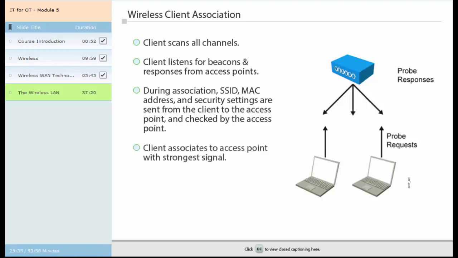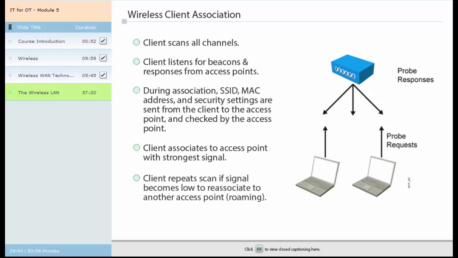The client associates to the access point that has the strongest signal. If the signal becomes low, the client repeats the scan to associate with another access point. This process is called roaming. Client authentication in this initial process is not the same as network authentication.